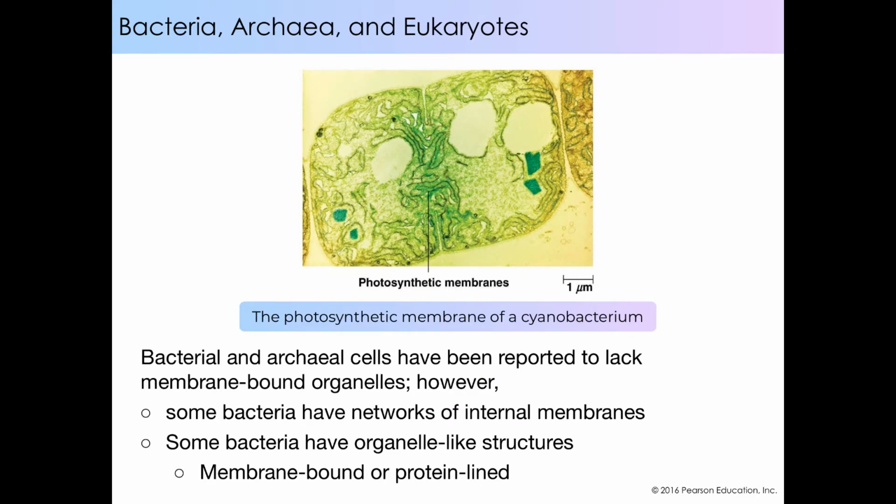Although bacterial cells have not been recognized to have membrane-bound organelles, internal membrane networks are present in some bacteria, like the cyanobacterium pictured here. In the case of the cyanobacteria, these membranes house the machinery needed to carry out photosynthesis. In addition to that, there are some bacteria that have organelle-like structures that can be either membrane-bound or protein-lined.